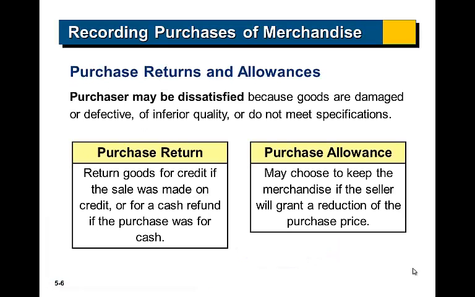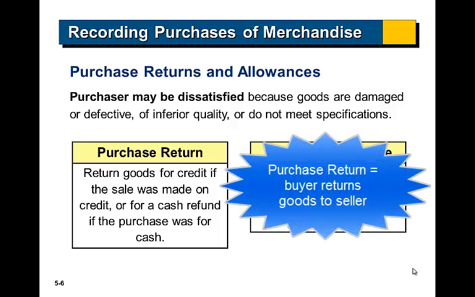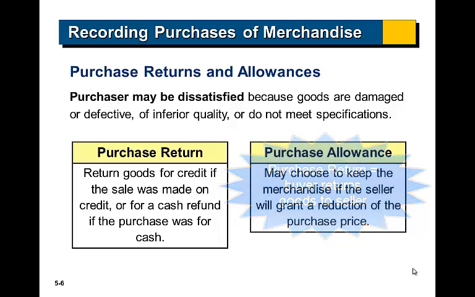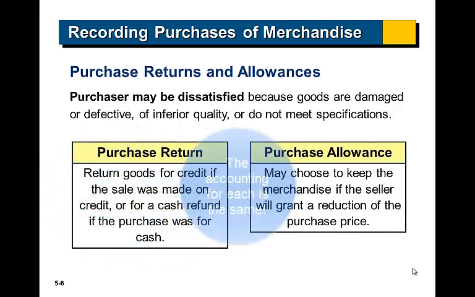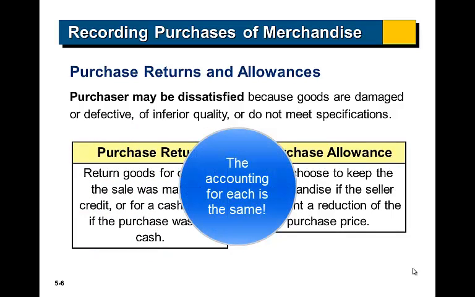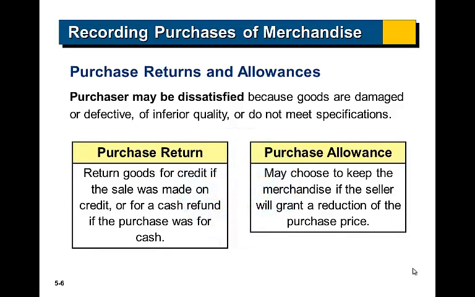Now let's talk about purchase returns and allowances. If the buyer is dissatisfied with the goods received, the seller may award them a purchase return or a purchase allowance. A purchase return involves the buyer returning the goods to the seller for credit. A purchase allowance involves the buyer keeping the goods, but the seller granting the buyer a reduction in the purchase price. The accounting for purchase returns and purchase allowances is the same.